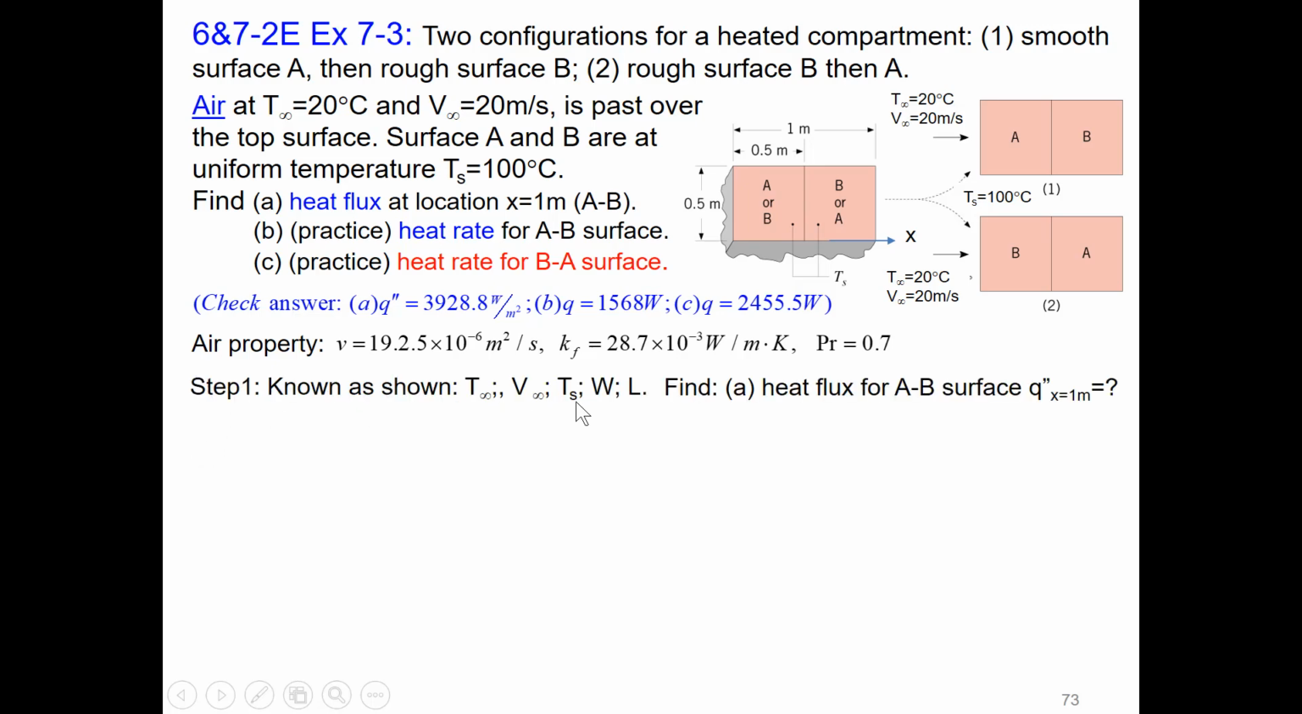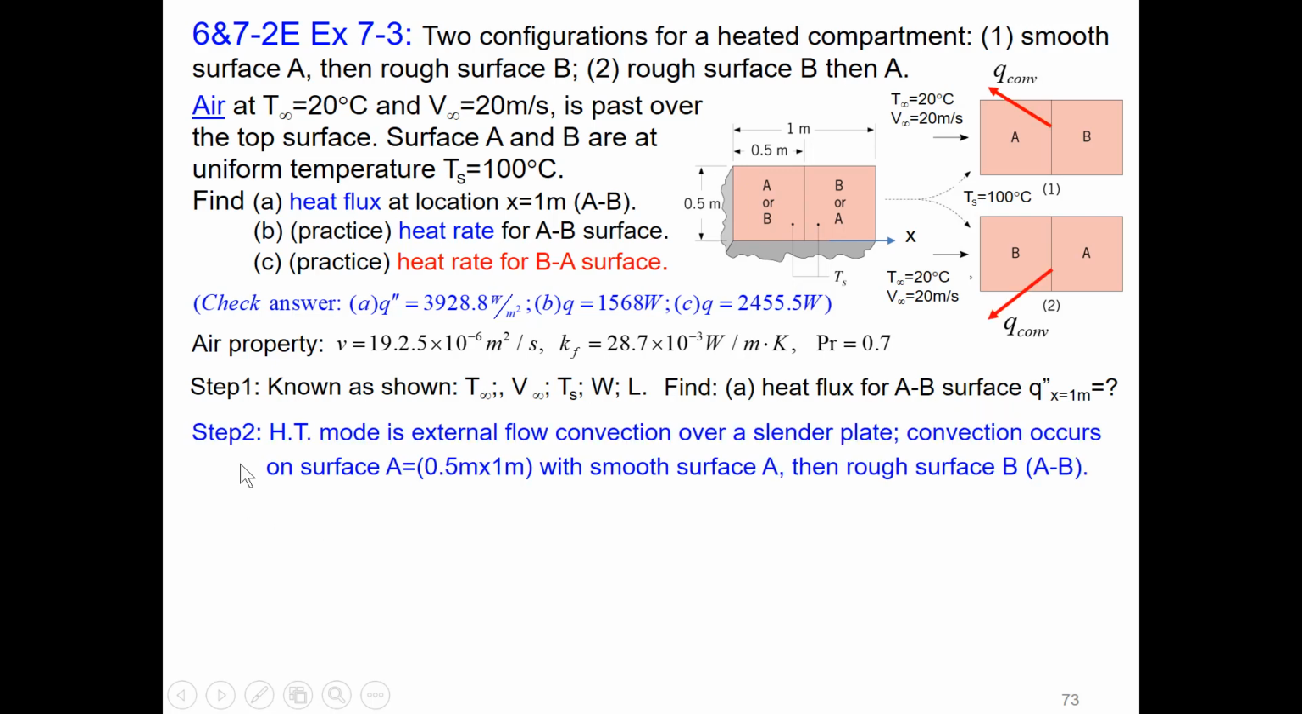Step 1, that's what we know and what needs to be found. Step 2, we need to identify the heat transfer mode. There's a convection between the solid surface and moving fluid. The airflow is around the top surface. Therefore, it is confirmed that the heat transfer mode is an external flow convection over a slender plate, and the convection occurs on the surface area A, which is 0.5 meter times 1 meter.